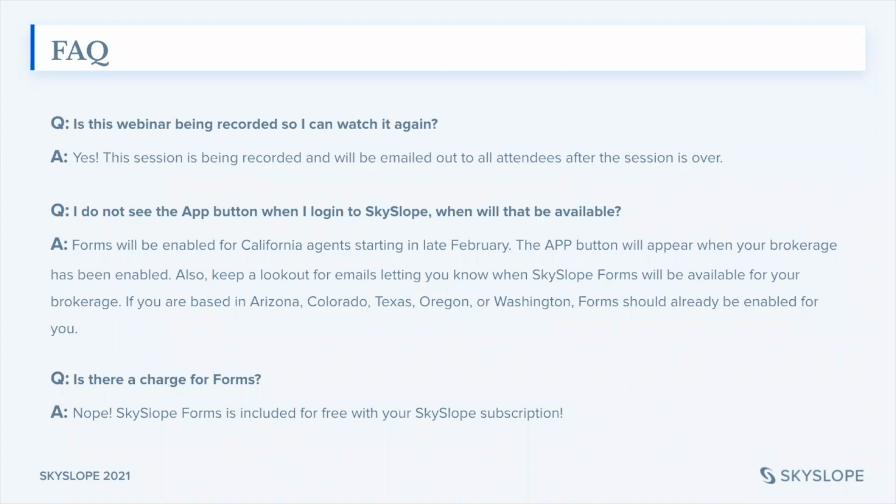Next, I do not see the app button when I log into SkySlope. When will that be available? Well, good question. For those California attendees here today, your forms will be available starting late February. The app button will appear when your brokerage has been enabled, so there's no action item on your end. You do not need to do anything for this feature to become available within your account. Keep a lookout for those emails. They will give you a heads up on when your brokerage is expected to launch. And if you're based in Arizona, Colorado, Texas, Oregon, or Washington, forms should already be enabled in your account.